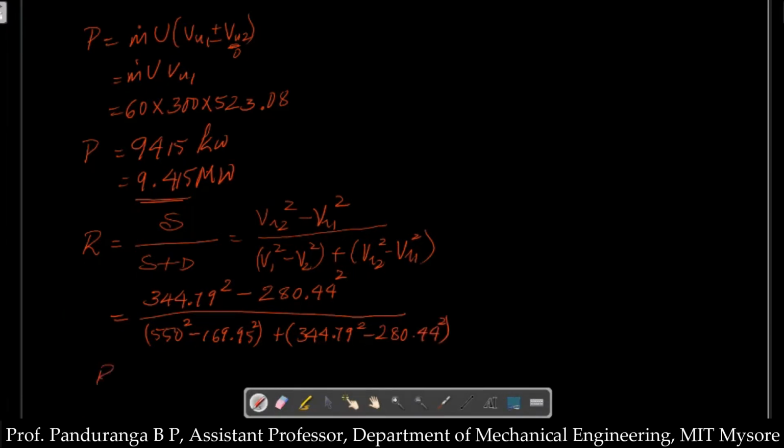So what is the degree of reaction here? 0.128, and this has no units. The degree of reaction is 0.128, or you can say 12.8, or approximately 13% of energy will be transferred in the form of the static component, and the remaining energy will be transferred in the form of dynamic component.